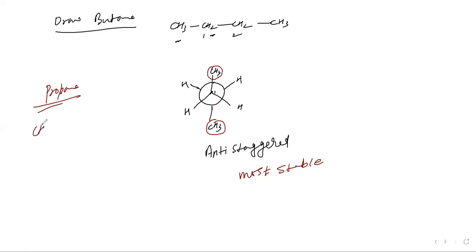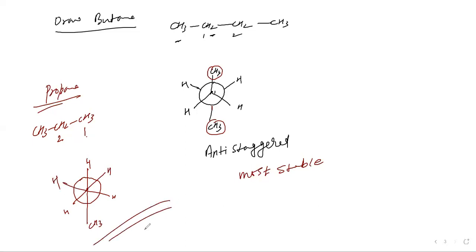Anything they can ask, that is propane also. Propane structure is CH3, CH2, CH3. You can mention only two carbons, one and then two. If you consider the front carbon, there are 3 hydrogens only. Now you need to mention the back carbon. In the back carbon, 2 hydrogen and 1 methyl group. This is the methyl group, this is hydrogen, this is hydrogen. But this is again going to be staggered only.